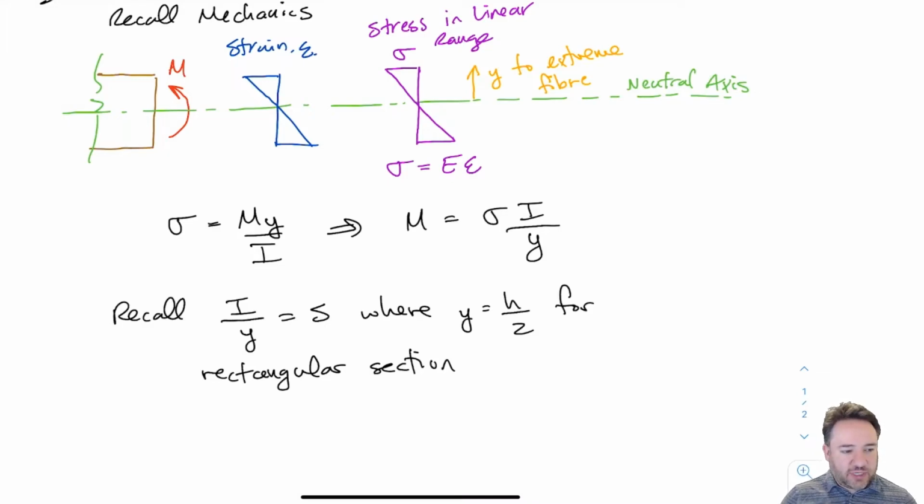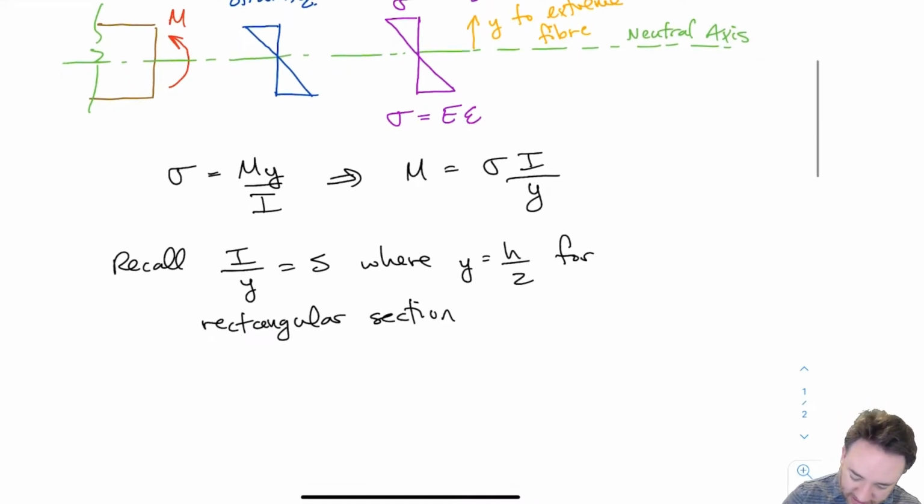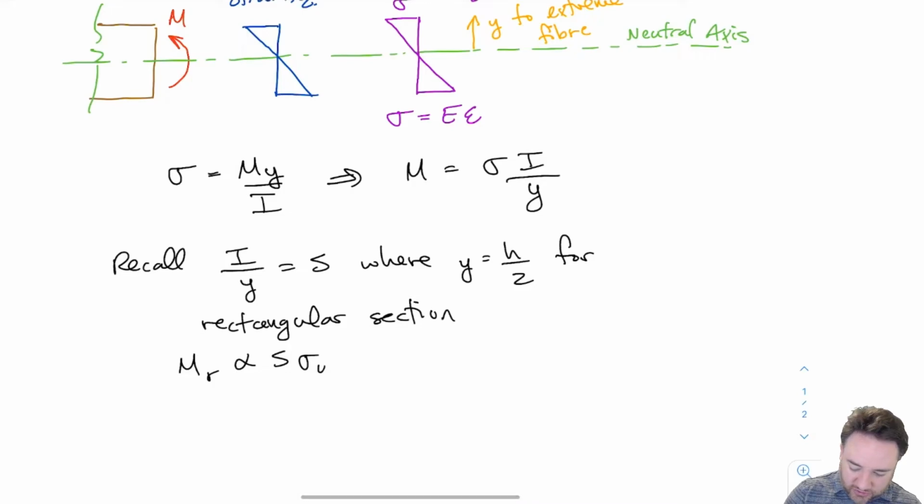And in this case, for a rectangular section, and almost all timber members are rectangular, which is the nice thing about them, then y is h over 2, half the total height, since the neutral axis is in the center. So then if we sub back in, we're going to get Mr, if we want to find a resistance, is basically proportional. I'll say proportional here because we're missing some parameters, but it's basically proportional to S, the section modulus, times sigma u, which would be the ultimate strength of the wood in tension as a stress.